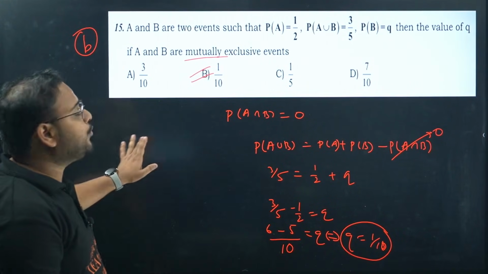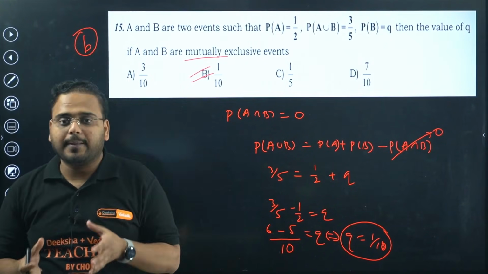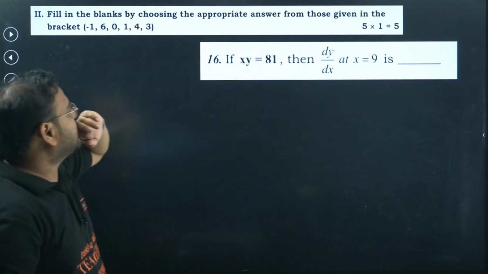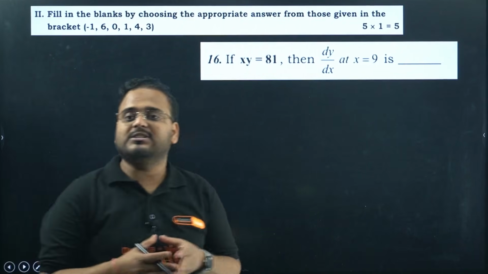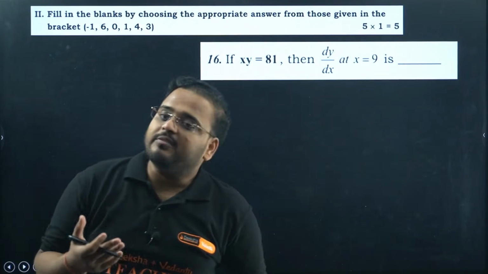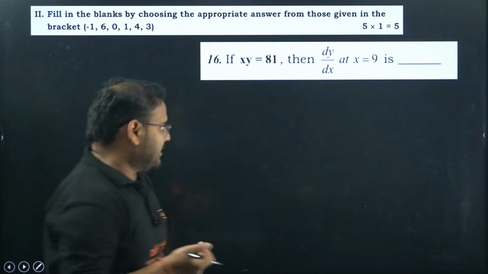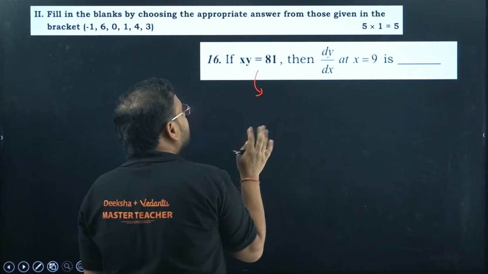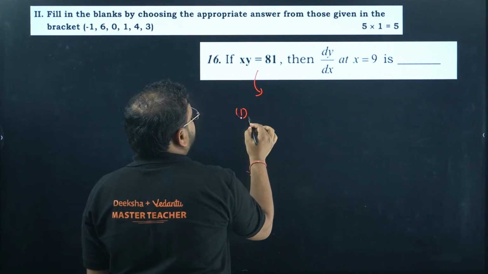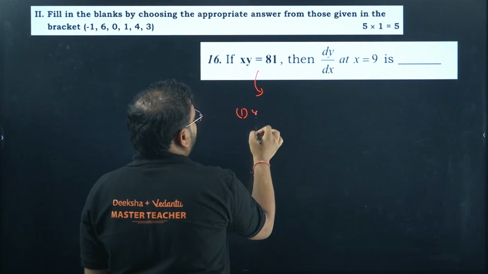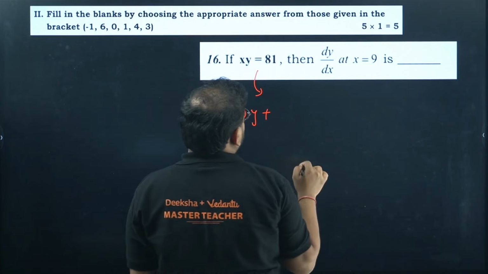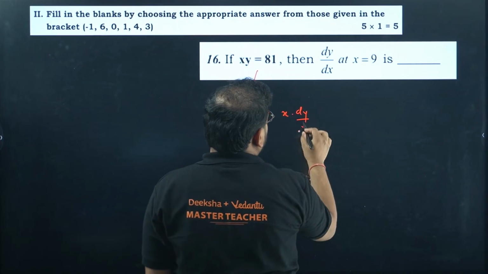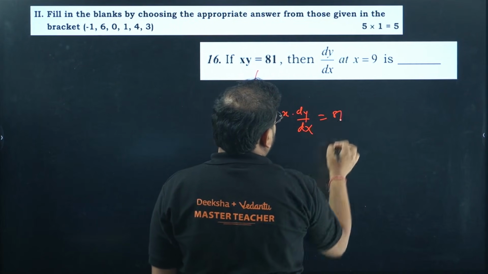Now we have to move on to our fill in the blanks. Okay. Done. Clear. Let's begin. Fill in the blanks. First question. XY, the product of two numbers, is given as 81. I'm looking for the derivative when x is equal to 9. Okay, differentiate this first. I can use the product rule. So I get derivative of x as 1, y, plus x as it is, derivative of y as dy by dx equals 81.